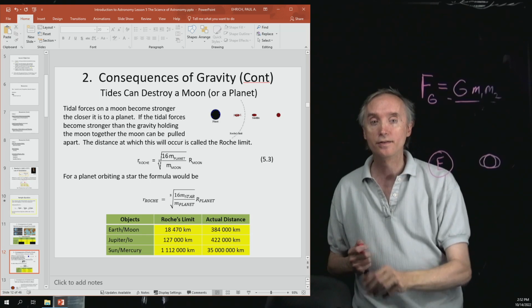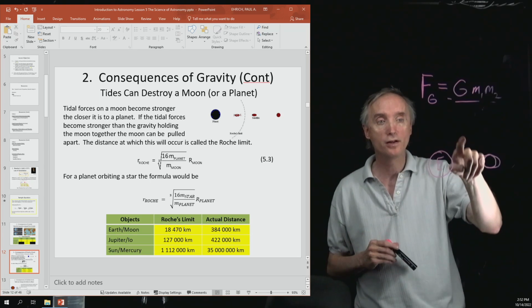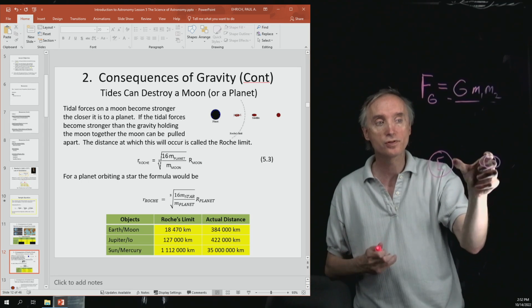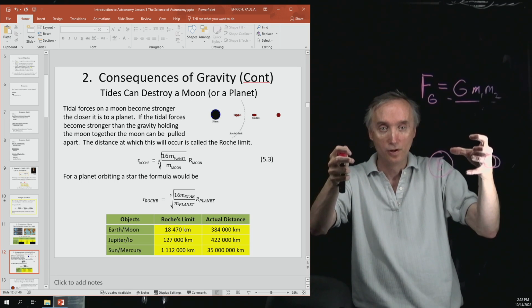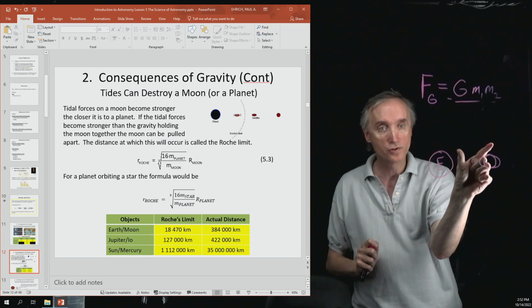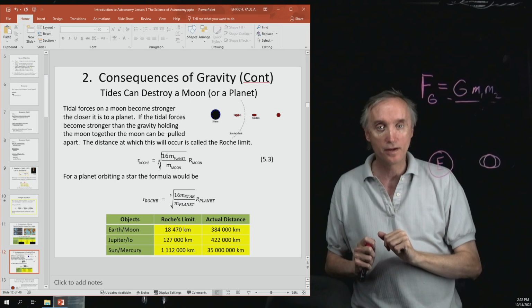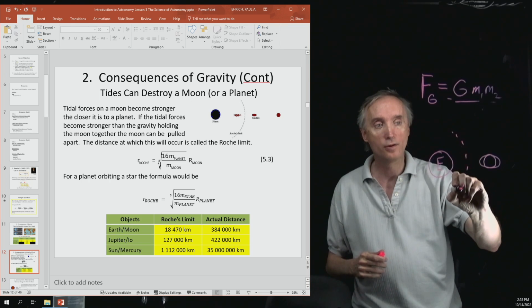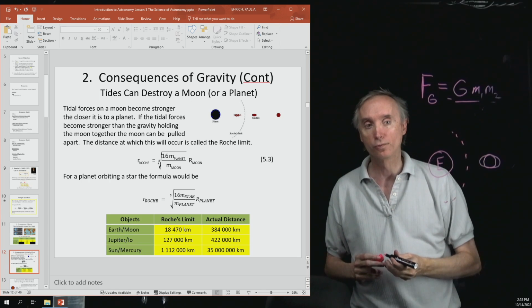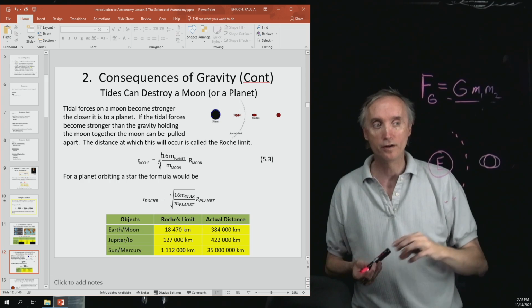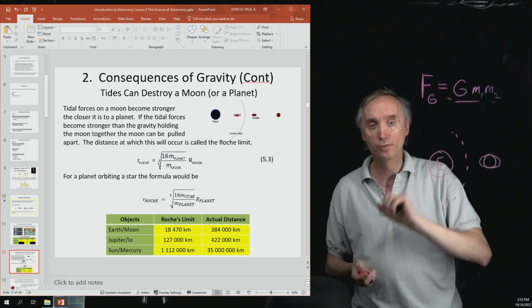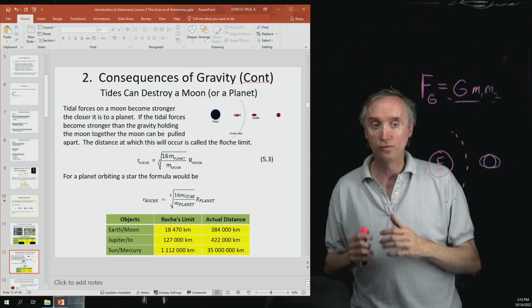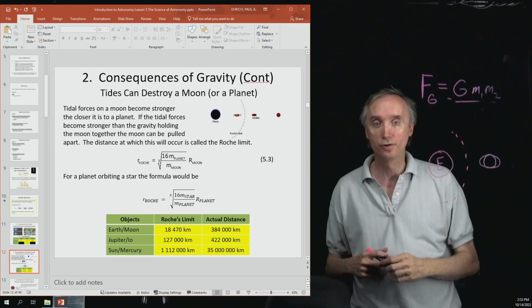we could find that eventually there would be a certain distance from the Earth at which the force that's stretching the moon would be stronger than the force that's holding that moon together, and then it would be ripped apart. So that distance at which that occurs is going to be called the Roche limit. So whenever a moon gets inside the Roche limit, then the tidal force is going to be stronger than the force holding the moon together, and it's going to be pulled apart.